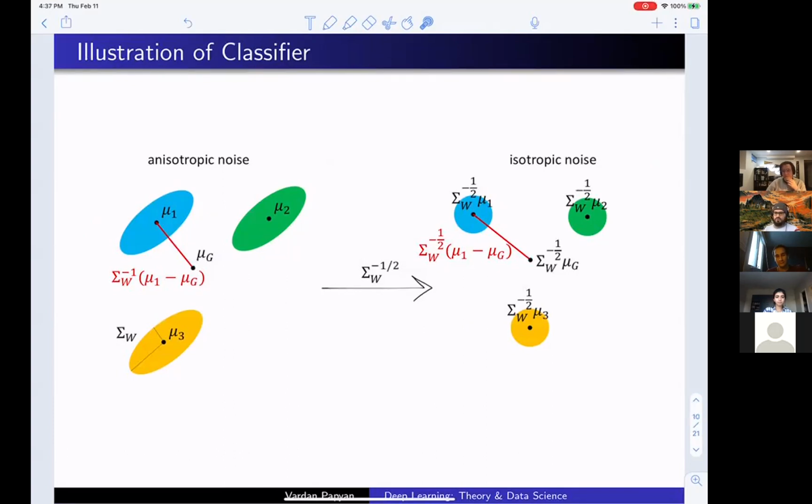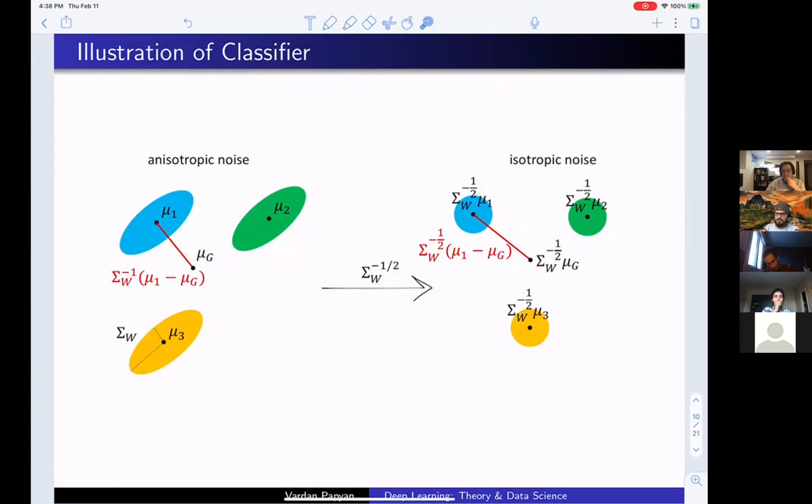Okay. So at this point, you can see that the classifier is just connecting the class means and the global mean, right? And if you go back to the original coordinates where the within-class covariance is not spherical, then the classifier is just sigma w to the minus 1 multiplied by the class mean minus the global mean.